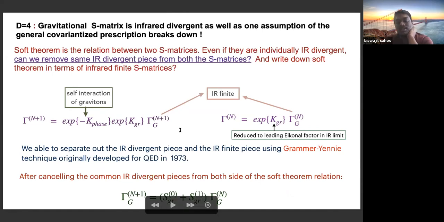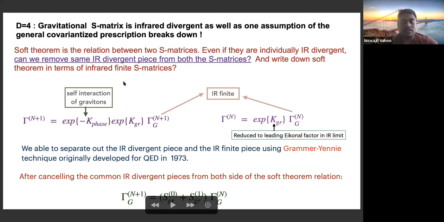But the thing is that since soft theorem is a relation between two S matrices, if we can show that both the S matrices contain the same IR divergent factor, like both gamma n plus 1 and gamma n, then possibly just taking the ratio, or cancelling the same divergent factor in the soft theorem relation from both sides, in terms of the IR finite part of the amplitude, we still can make sense of soft theorem. And this is what I am going to tell.